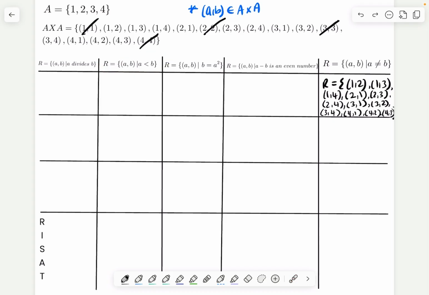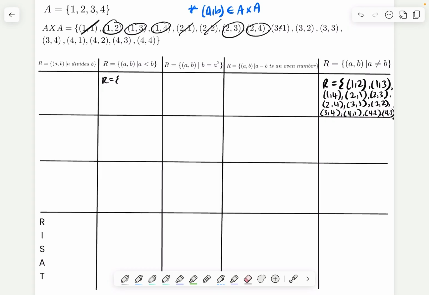Now let's try this one. So here a relation is going to be equal to all ordered pairs from this Cartesian product, from this set, such that a is less than b. So let's go through each one. Is a less than b? No, 1 is not less than 1, so we're not including this one. Is 1 less than 2? Yes, so we're including this one. Is 1 less than 3? Yes, so we're including that one. Is 1 less than 4? Yes. Is 2 less than 1? No. Is 2 less than 2? No. Is 2 less than 3? Yes.